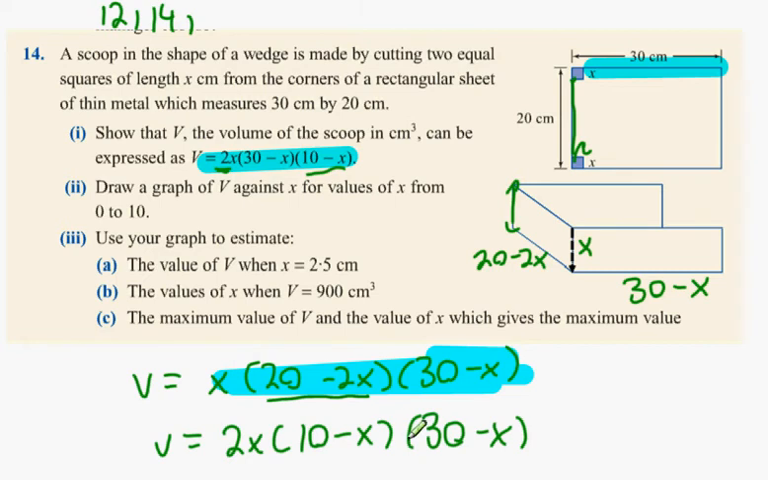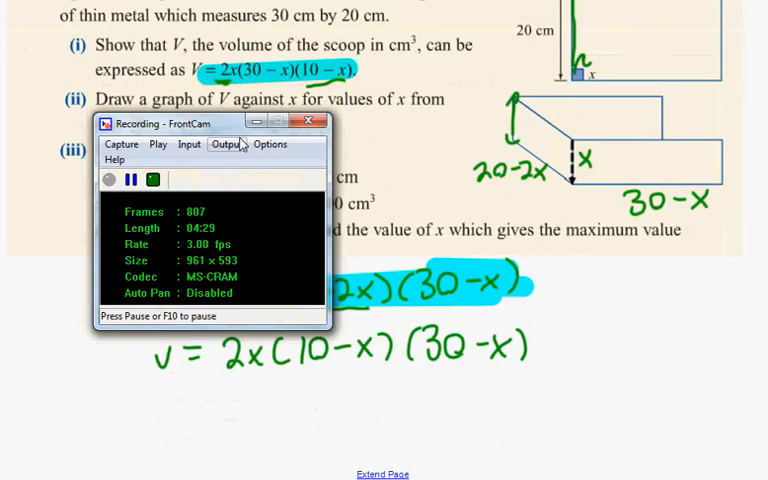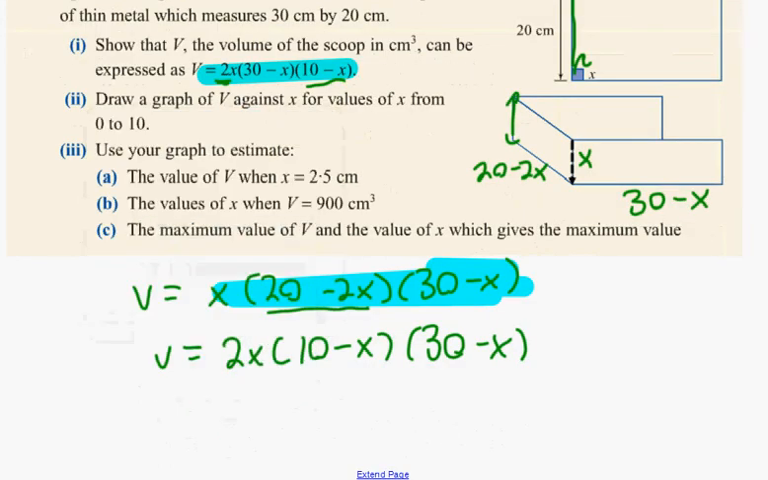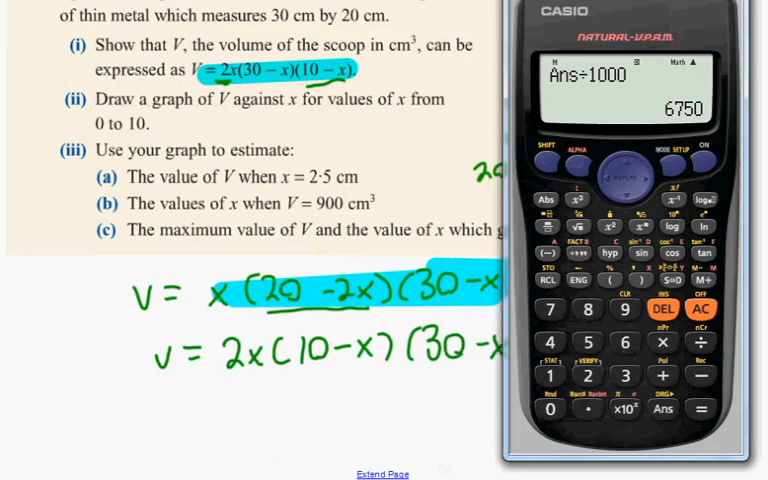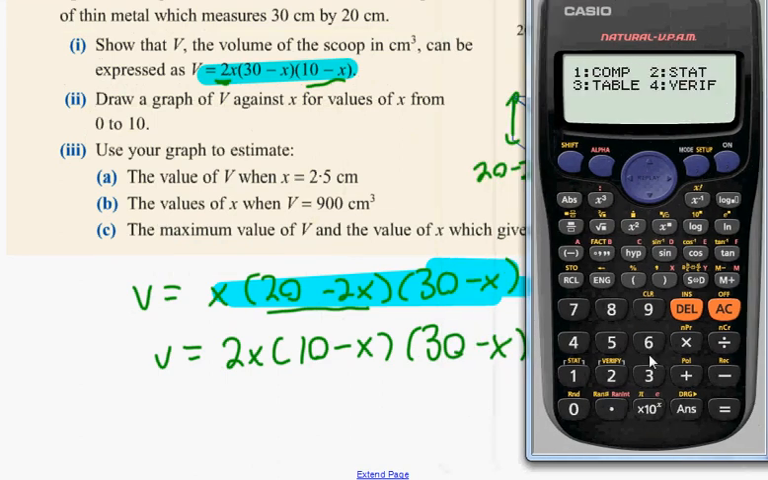Table function, right? And I'm going to need some. What we're going to do here is we're going to do our table function mode table. F of x stands for v, so you're going to go 2x bracket 10 minus x. It's been a while since we did one of these. And 30 minus x. 0 to 10. And then you're going to go from 0 to 10.